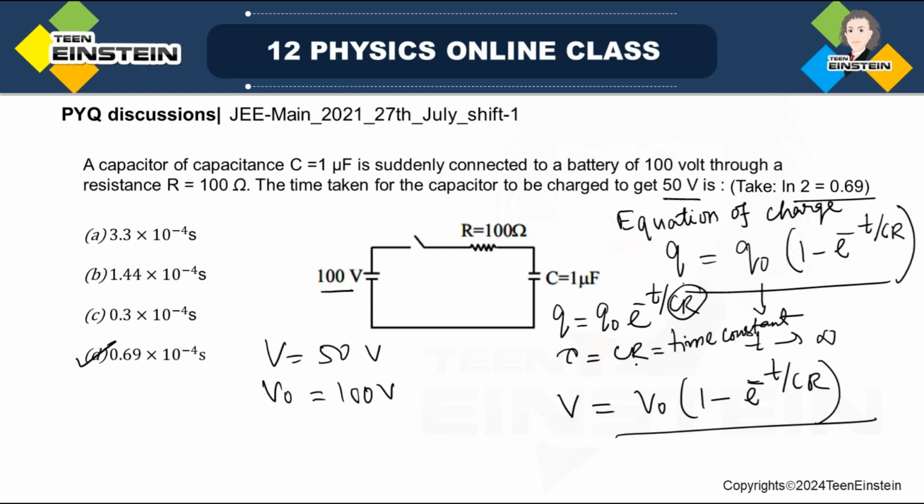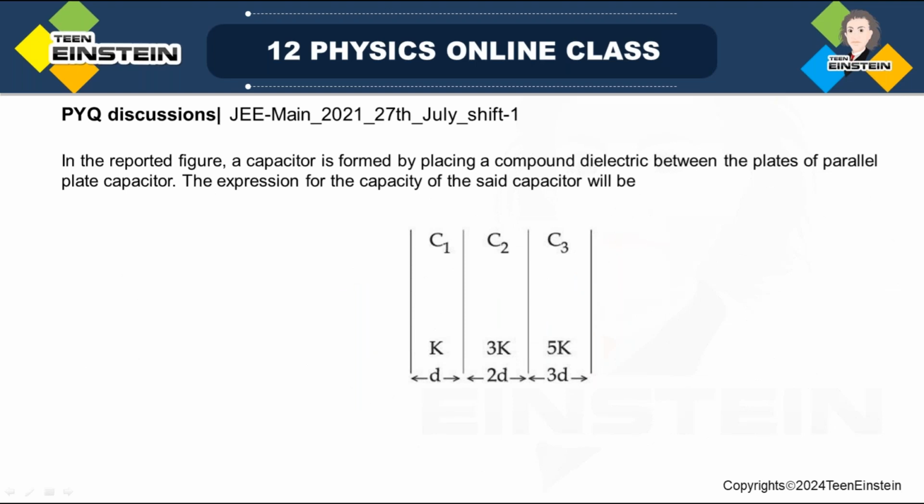All right, so we'll move on to the next problem. Okay, this is again a very interesting problem. Let us try to read this problem and understand what it is saying. The problem is saying that in the reported figure, a capacitor is formed by placing a compound dielectric between the plates of a parallel plate capacitor. Find the expression for the capacity of the said capacitor.